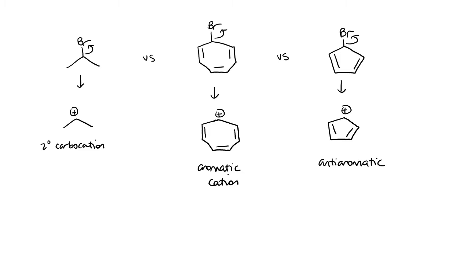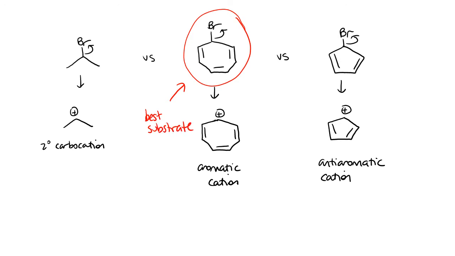because it has all of the criteria, sp2 hybridization and the planar ring. However, it does not follow Huckel's rule in terms of the number of pi electrons. So as far as our best substrate for an SN1 or E1 reaction, it is going to be the one that forms the aromatic cation. Our worst one is going to be the one that forms the anti-aromatic cation.